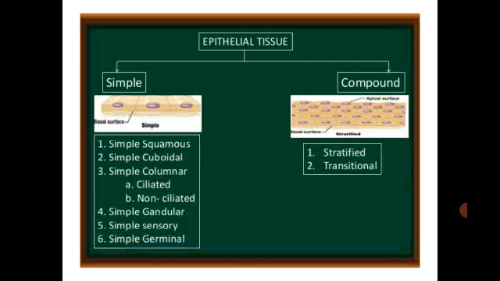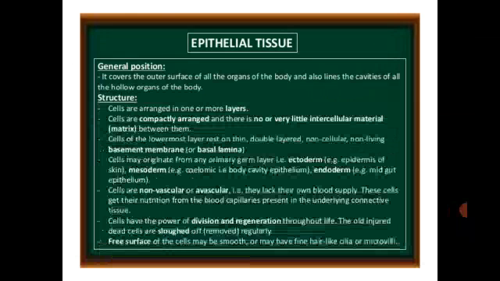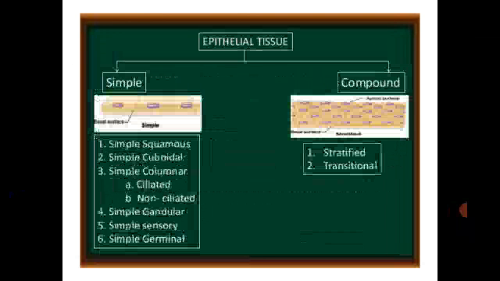In this picture you may see the simple and compound epithelial tissues: simple squamous epithelial tissues, simple cuboidal epithelial tissues, simple columnar, which is of two types, one ciliated and another non-ciliated. Simple glandular tissues, simple sensory tissues, simple germinal tissues, and compound tissues are of two types, one stratified and another transitional.